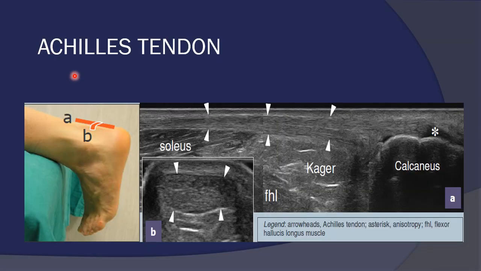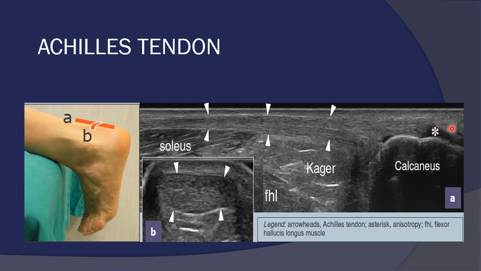Posteriorly, we examine the Achilles tendon. The patient is asked to put his leg at the end of the bed at this position. The examination is done in LS and TS position. This is the appearance of the Achilles tendon in TS position, and this is the appearance in LS, showing the normal fibrillar pattern. Here is the Kager fat pad. This is the place of the retrocalcaneal bursa. Also, there is a retro-Achilles bursa seen at this aspect.